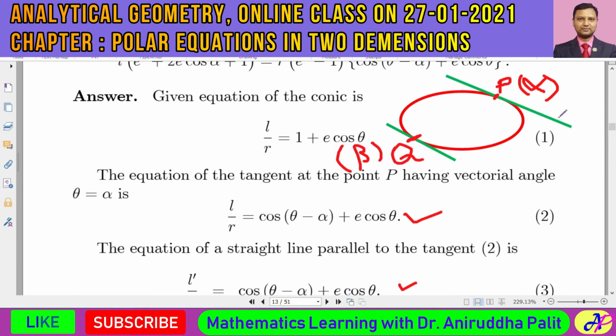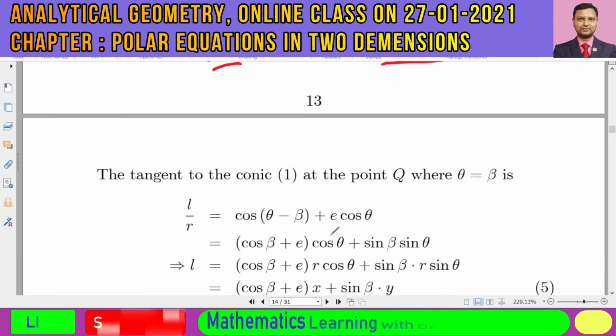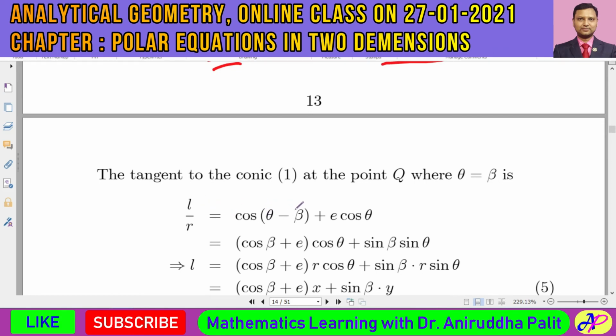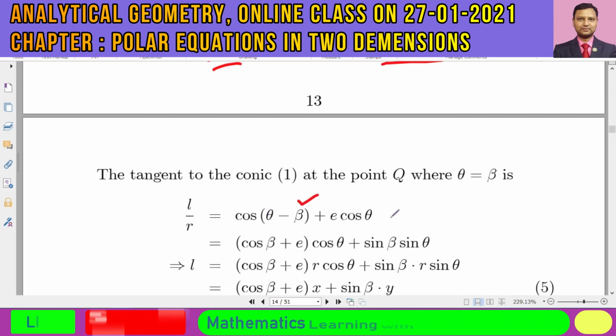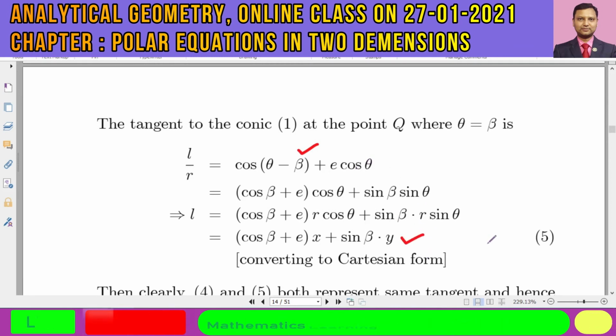Then, just similar to the first tangent, we can compute the equation of the second tangent at the point Q having vectorial angle beta. That is also done over here. At the point Q with vectorial angle beta, we draw the tangent line. The tangent line will be L by r is equal to cos of theta minus beta plus e cos of theta. And again, this is also converted into Cartesian form.